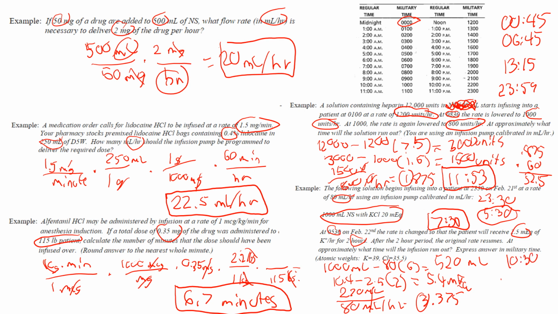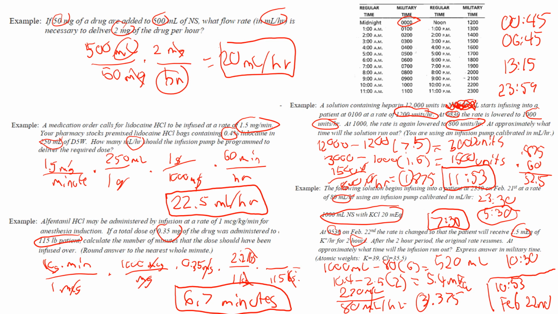And then we have that 0.375, so 0.375 times 60. We get 22.5, just round that up to 23. So our total final time, once we add that 22.5 to our 10:30, is we have 10:53 a.m. on February 22nd. And normally the date isn't incredibly important, but since this wasn't overnight, you do need to put it.